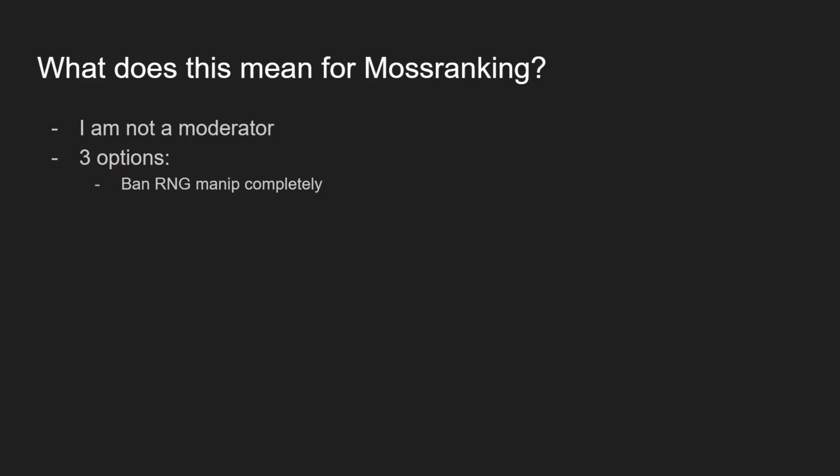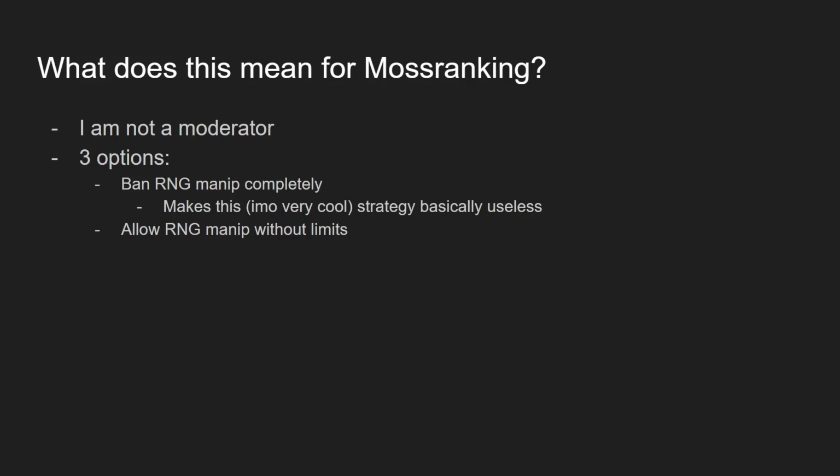You could ban RNG manipulation completely. I don't like this idea as it makes the strategy that I think is very cool kind of useless, because why would you be using RNG manipulation if not to submit something to Mossranking? You could allow RNG manipulation completely without limits. I don't like this idea either. I think it's unhealthy for the game, especially if this makes it over to speed categories, if you need to use an outside tool to compete at a high level for like every single category.